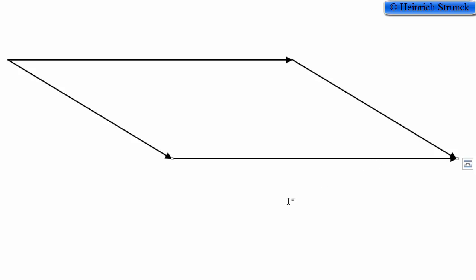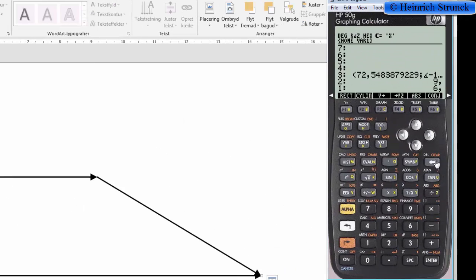So we can ask the calculator the length and the angle of the sum of the two vectors. If we are going to have the length in centimeters, we have to multiply by 0.2, and then we can see that the length should be 14.5 and the angle negative 11.9.